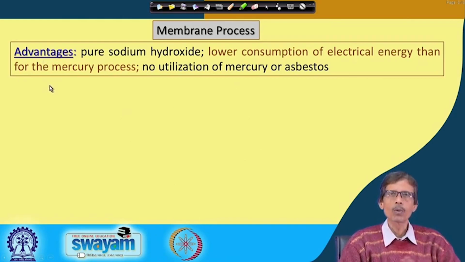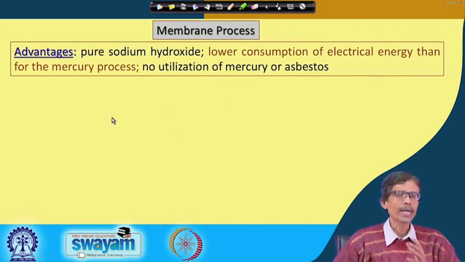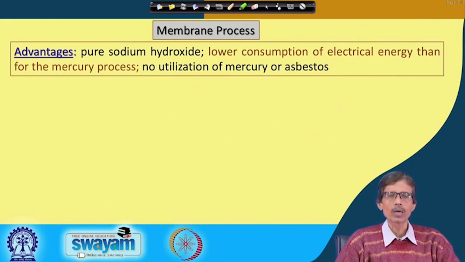Definitely, all processes may not have only advantages, you can also have certain disadvantages for a particular process. So, what you get is that the purity of the sodium hydroxide is very high. You get pure sodium hydroxide, and as already told, a lower consumption of electrical energy than the first process, and no utilization of mercury or asbestos, which are environmentally harmful, because nowadays some of these techniques are basically banned.